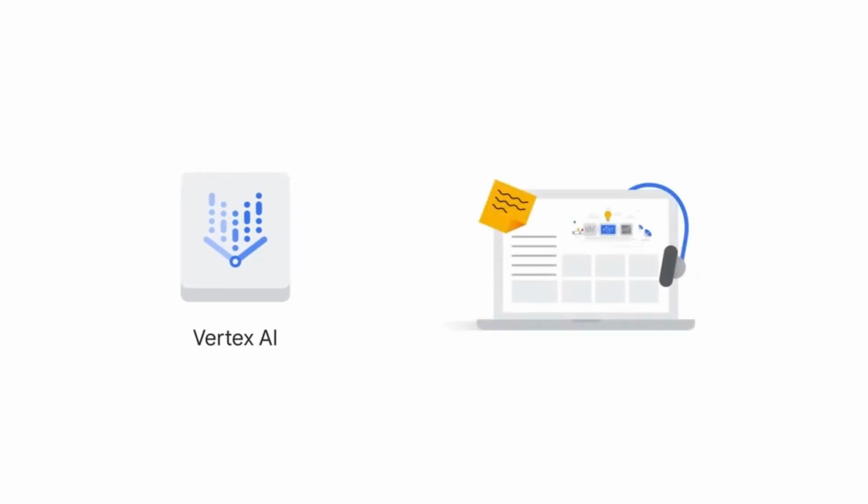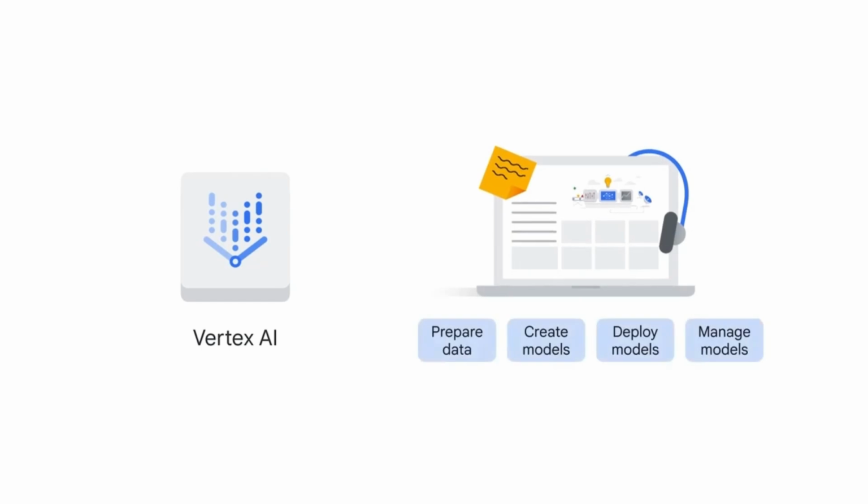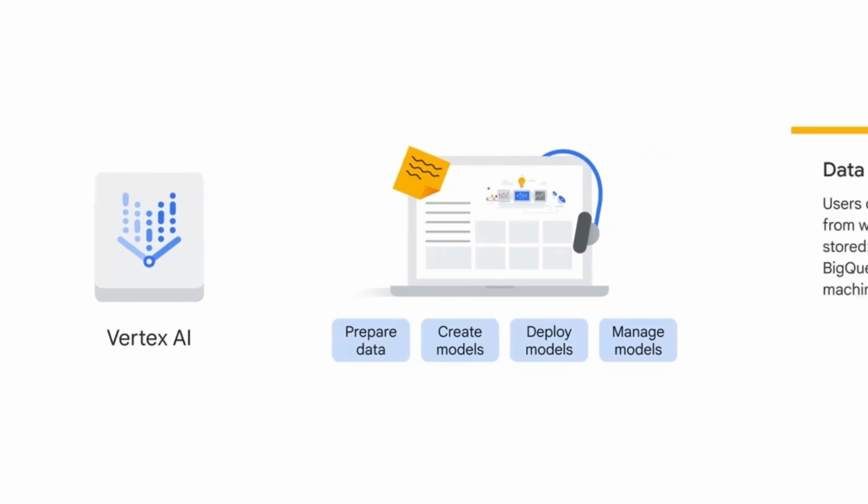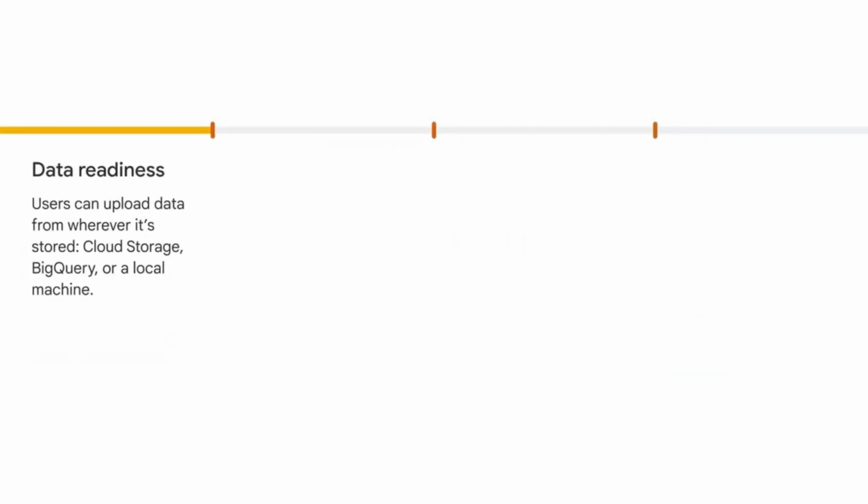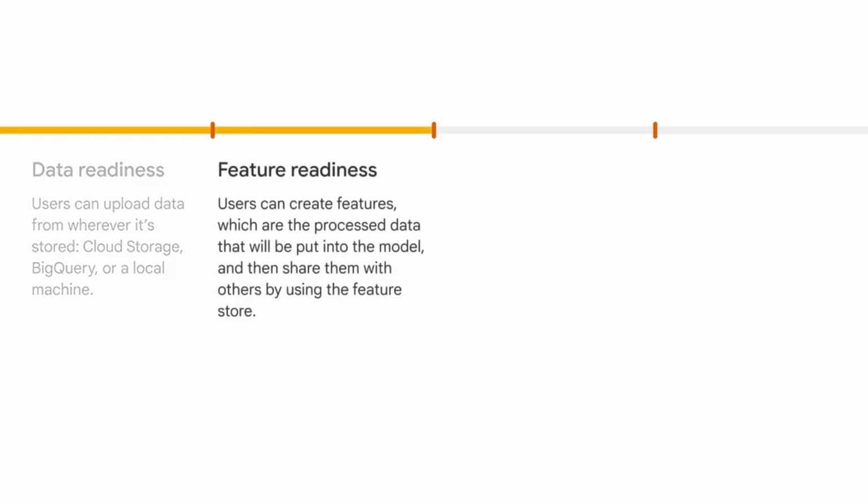So, what exactly does a unified platform mean? There are two primary aspects. Firstly, it means that Vertex AI provides an end-to-end ML pipeline to prepare data and create, deploy, and manage models over time and at scale. For instance, during the data readiness stage, users can upload data from wherever it's stored, cloud storage, BigQuery, or a local machine. Then, during the feature readiness stage, users can create features, which are the processed data that will be put into the model, and then share them with others by using the feature store.